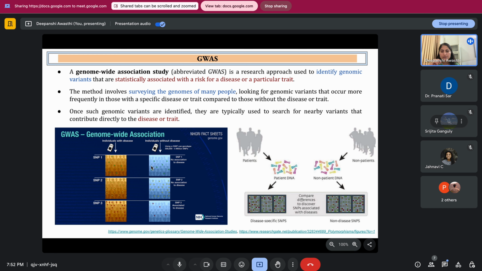On the left side I have shown SNP1, SNP2, SNP3. There are multiple single nucleotide polymorphisms present in individuals. We can identify those SNPs, compare between normal and patient, and see which SNPs are conserved or which SNPs are unique to the individual with the disease. In that way those variants can be identified, and you can compare the differences in the SNPs between the disease state and non-disease state.